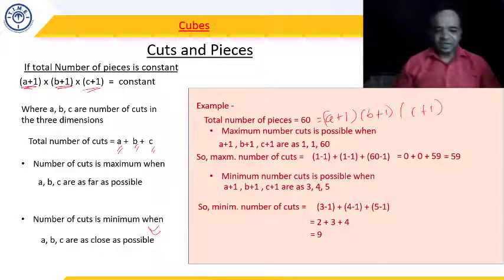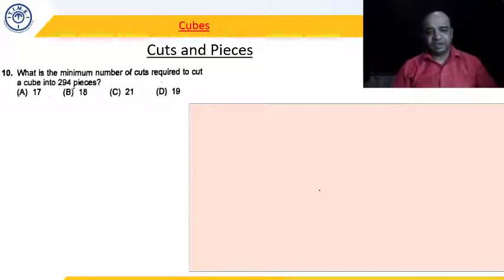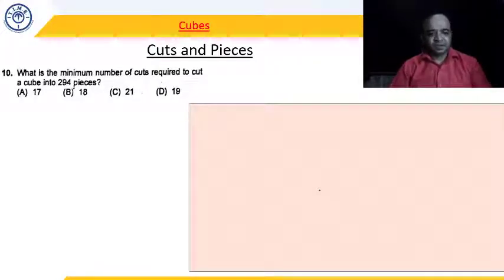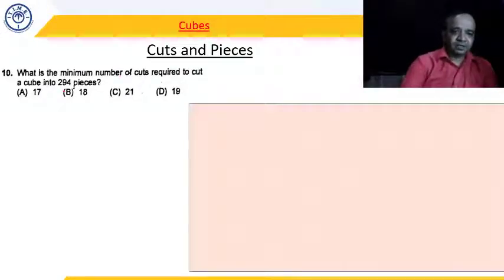Now I am going to discuss the next question of this handout, that is question number 10 of this handout. What is the minimum number of cuts required to cut a cube into 294 pieces? So 294 pieces, so we have to factorize it. Now look at this first of all. This number is 294.